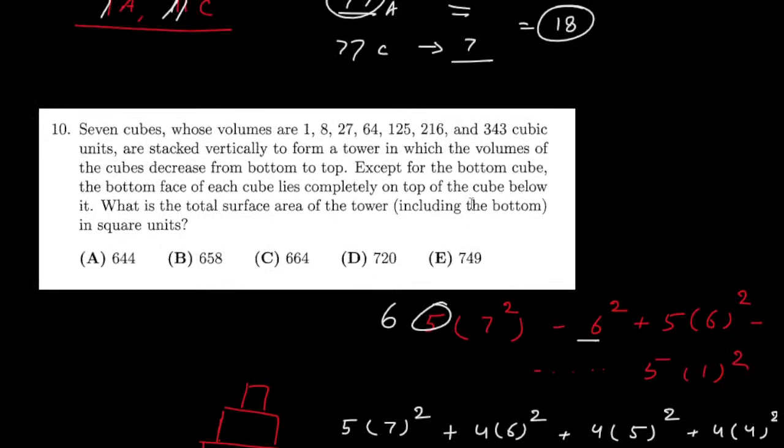7 cubes, whose volumes are 1, 8, 27, 64, 125, 216 and 343 cubic units, are stacked vertically to form a tower in which the volume of the cube decreases from bottom to top, except the bottom cube, and the bottom face of each cube lies completely on the top face of the cube below it. What is the total surface area of the tower including the bottom, in square units?